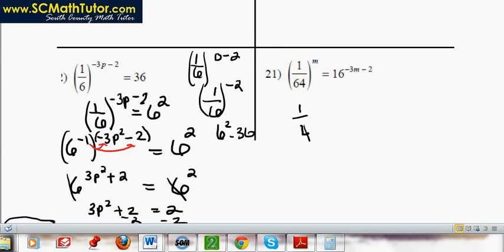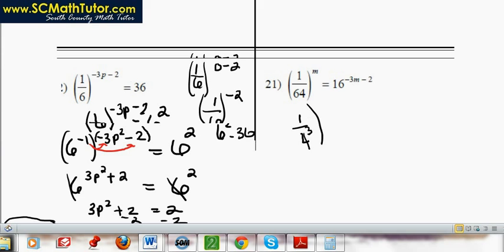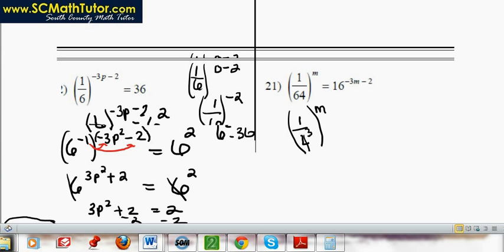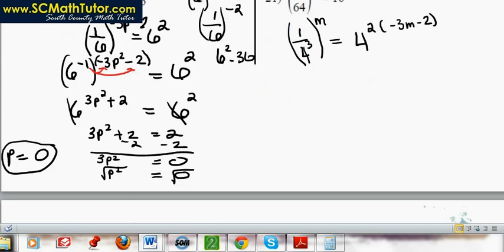Okay, so 64 is 4 cubed, 4 times 4 times 4. Keep the m. Equals 16 is 4 squared, and keep all the other stuff that came with it: 3m minus 2. Now, I want them to be in the same position. So 4 cubed, let's just change that to 4 to the negative 3. 4 to the negative 3 is the same thing as 1 over 4 cubed. If you change the position, all that does is change the sign of your exponents.